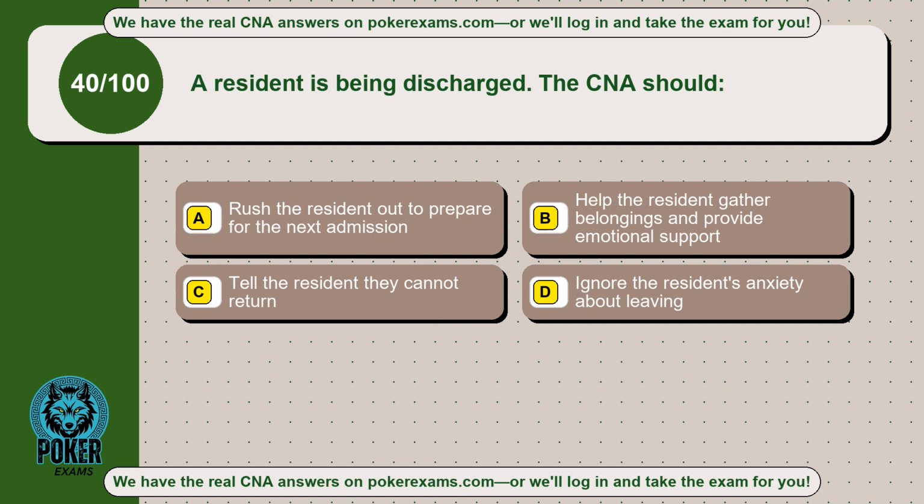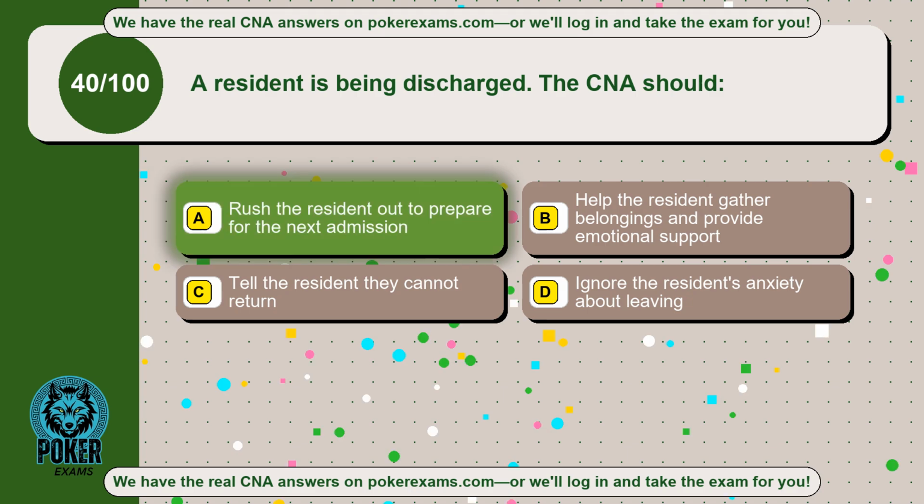Question 40. A resident is being discharged. The CNA should. Option A, rush the resident out to prepare for the next admission. Option B, help the resident gather belongings and provide emotional support. Option C, tell the resident they cannot return. Option D, ignore the resident's anxiety about leaving.